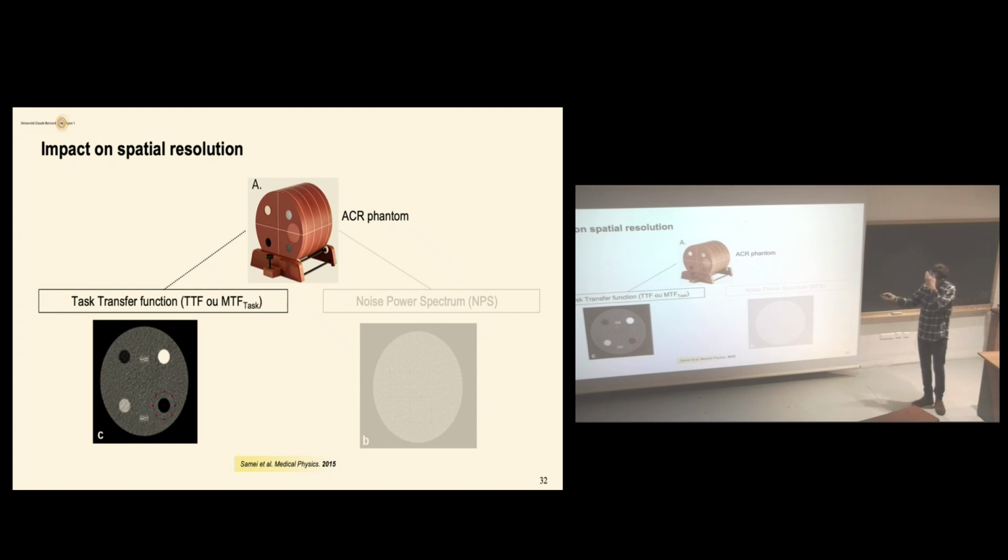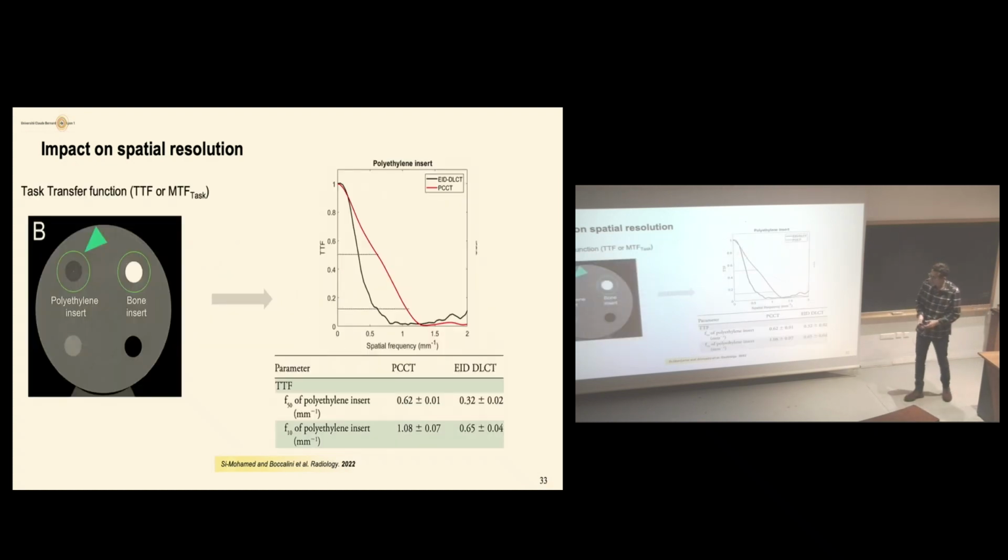So we start. This is the phantom from the American College of Radiology. This is a phantom that provides a homogeneous part here to assess the noise. And you also have a part with different inserts, which will be important for measuring the task transfer function, which is a modulation transfer function, but applied for a specific contrast.